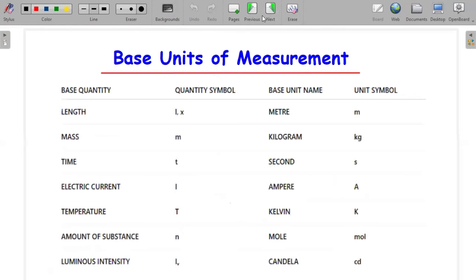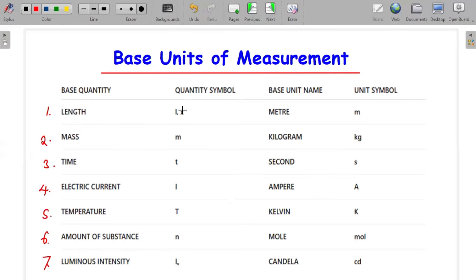And then we move to the base units of measurements. There are just 7. These are the ones that I've outlined here. The first one is length. Then we talk about mass, time, electric current, temperature, the amount of substance, and then 7, luminous intensity. All the other units that you know, the joules, the pascals, they all come from these base units, which are 7.